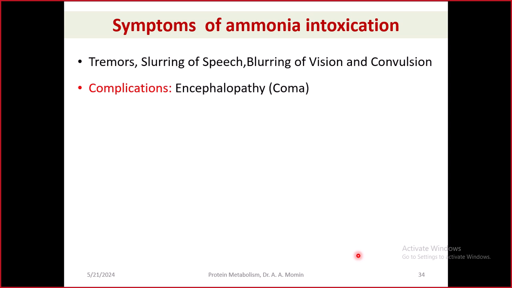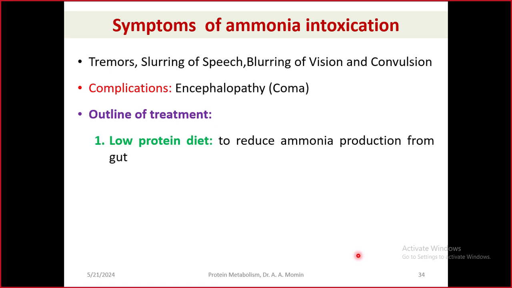Symptoms of ammonia intoxication include tremors, slurring of speech, blurring of vision, and convulsion, through the brain damage or brain complications. The complications include encephalopathy leading to coma. Outline of treatment: a low protein diet is prescribed to these patients because ammonia is nothing but the end product of protein metabolism. Proteins are converted to amino acids, degraded to ammonia, then converted to urea. But due to non-conversion of ammonia to urea, ammonia accumulates. So if we stop the protein in the diet, there will be less production of ammonia.